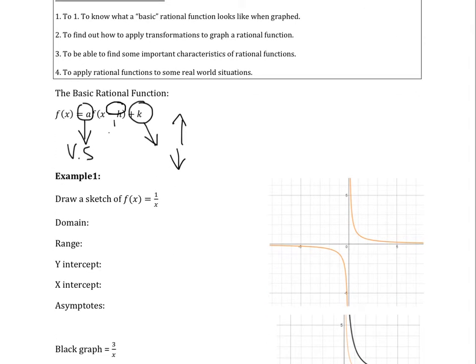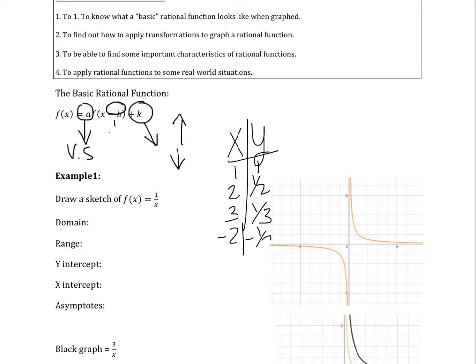So when we look at example 1, we have our function equals 1 over x, and it wants us to sketch this. So when it's 1 over x, I would just do a table of values, so x over y. If our x is 1, then 1 over 1 is going to be 1. If our x is 2, then 1 over 2. So we've got a half, 3, 1 over 3. Negative 2, we've got a negative half, and negative 3, we've got a negative 1/3.